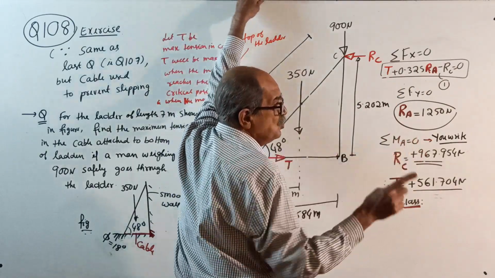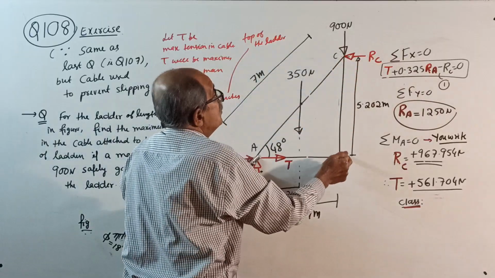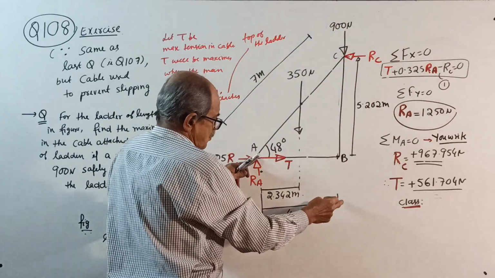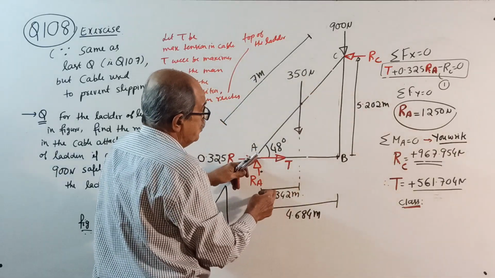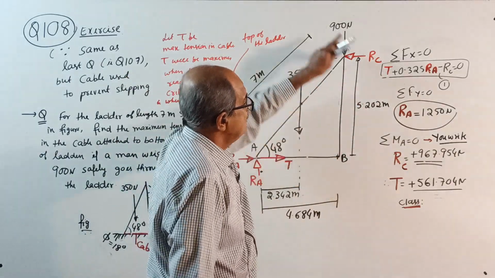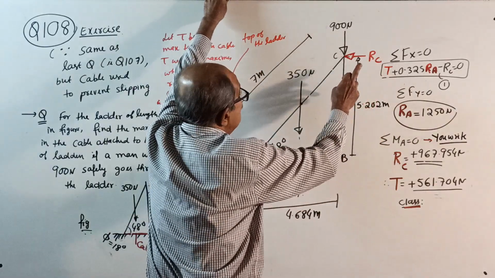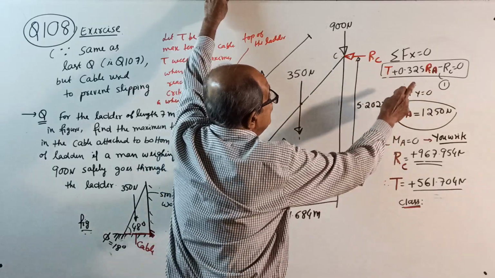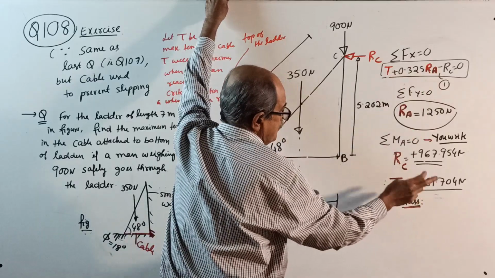Sigma M equals 0, you write: minus RC into 5.202 plus 900 into 4.684 plus 350 into 2.342 equals 0. By this time you know the value of RC. Anything else is there? No. You know the value of RC. So you substitute that RC here, and RA you already have, and you get the value of T.